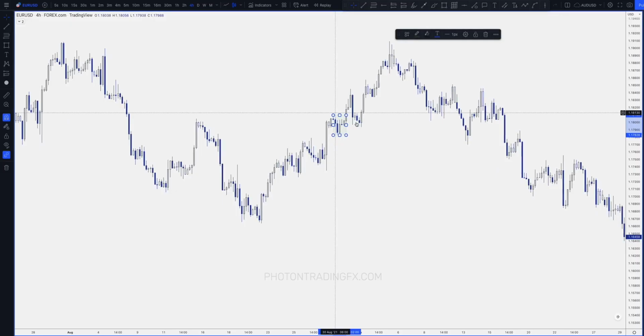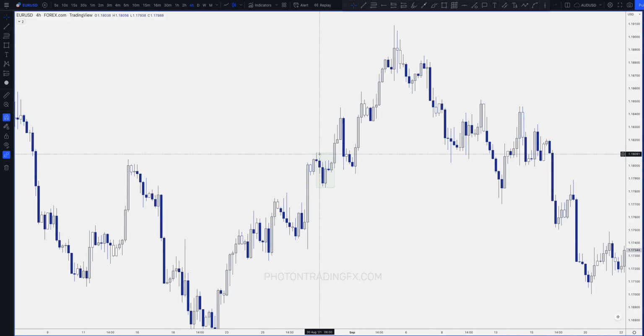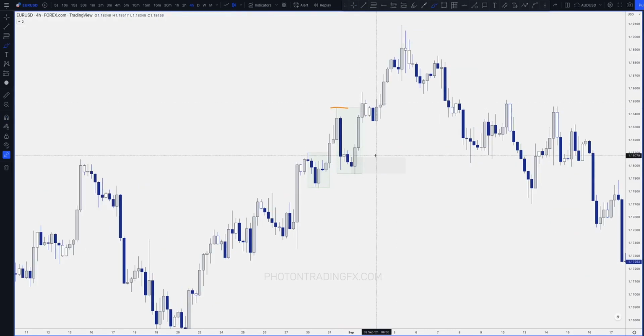So that gives us a demand range. We have a range, initiation, mitigation, and a break. So for a demand range, the price initiates out, gives a pullback. After that break, we would be looking to get a refined demand, right?